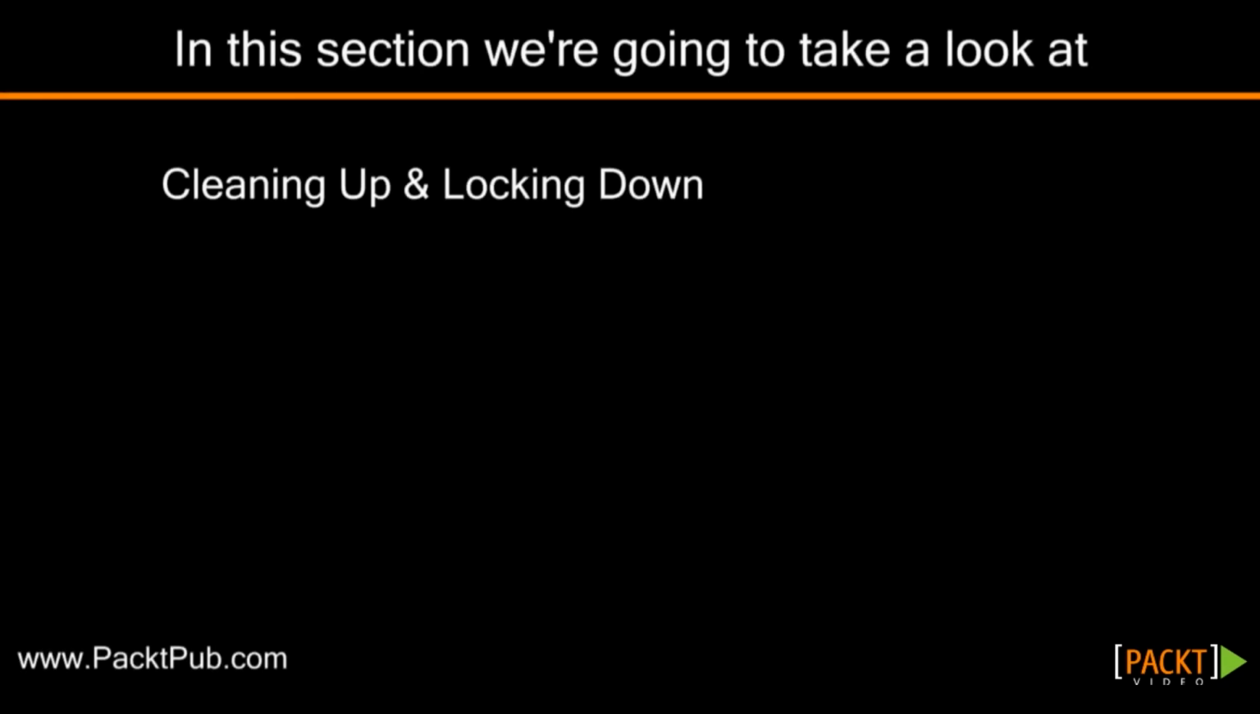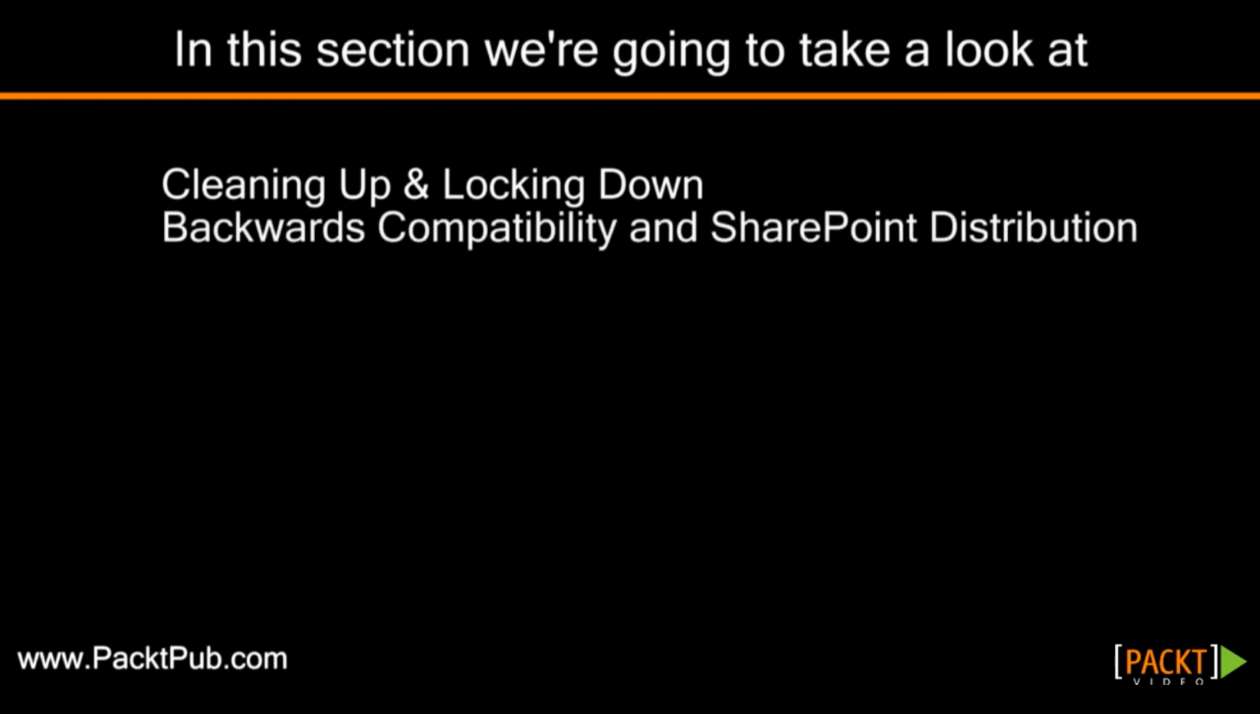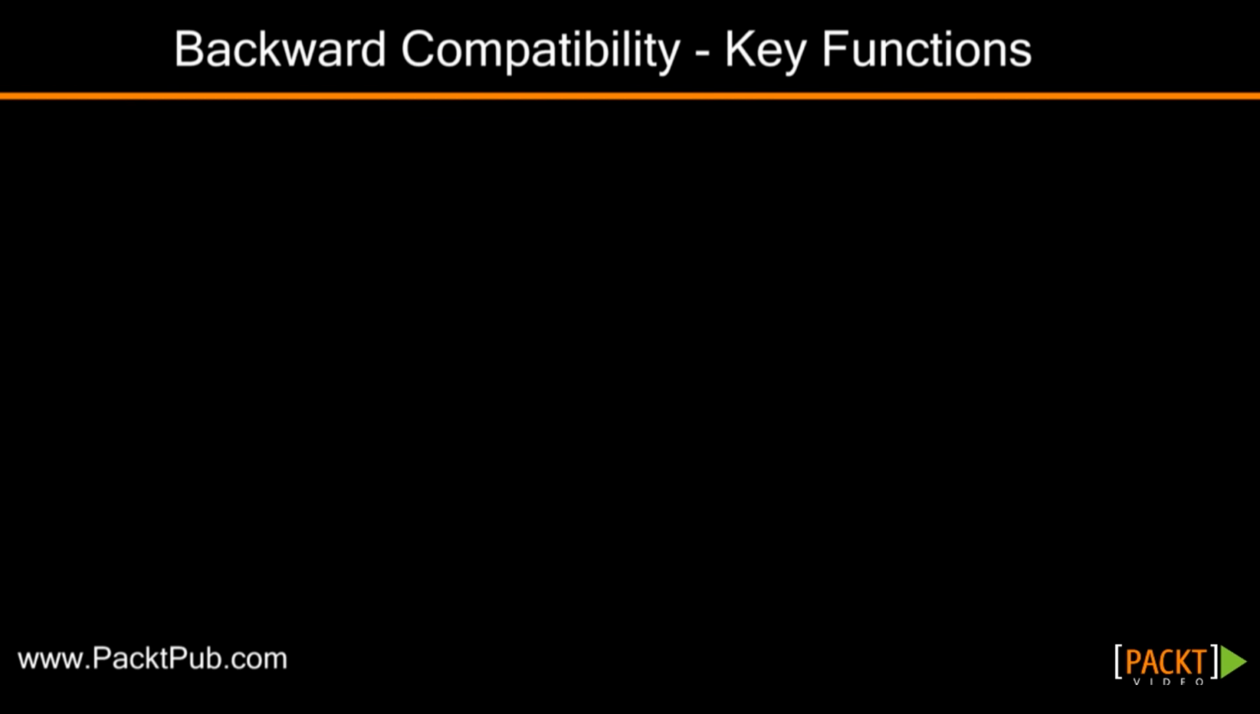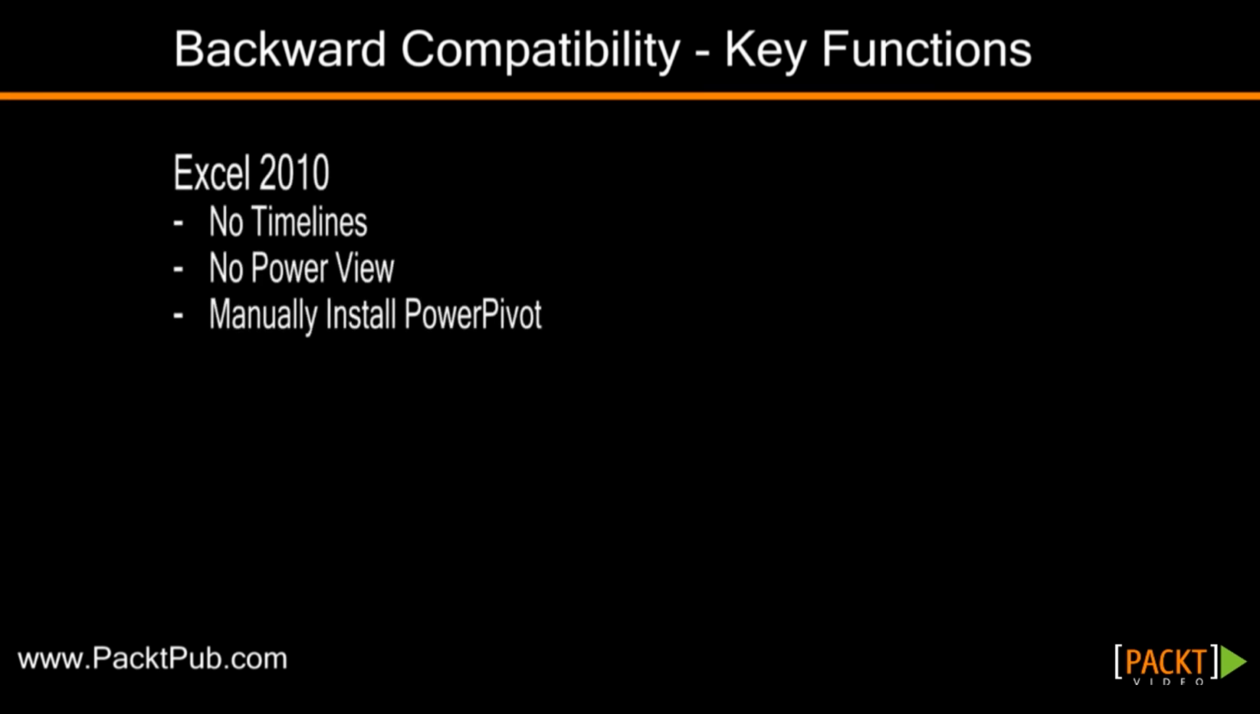So in the last video, we looked at how to clean up and lock down our workbook. In this video, we're going to look at backwards compatibility and distributing our workbook using SharePoint or any other file sharing program for that matter. So when you're distributing a file in such a way that the user has to open it up in their own copy of Excel, you have a lot more to consider when you implement the functions that are available in 2013.